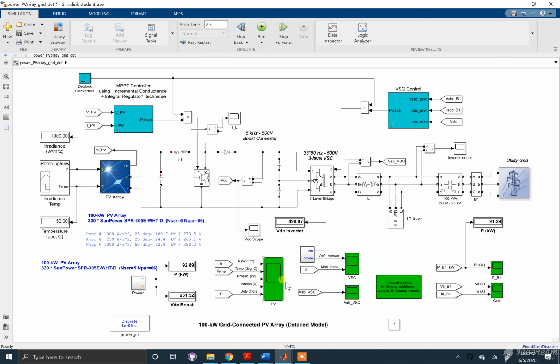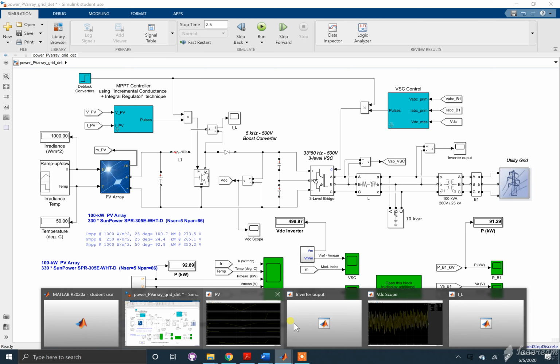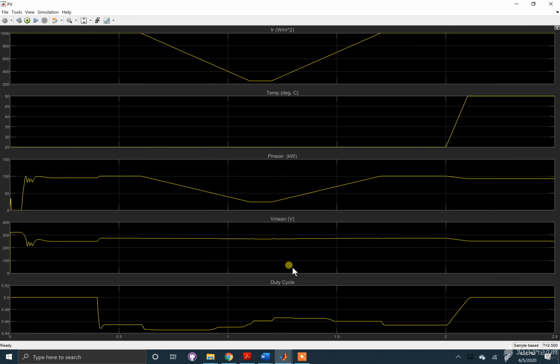If we could take a quick look at this graph, we can see how that irradiance changes throughout the experiment. It starts off at 1,000 and gradually drops down to 250 watts per meter squared and then back up to 1,000 watts per meter squared. The temperature stays relatively flat at 25 degrees Celsius and then jumps up only at the end to 50 degrees Celsius.